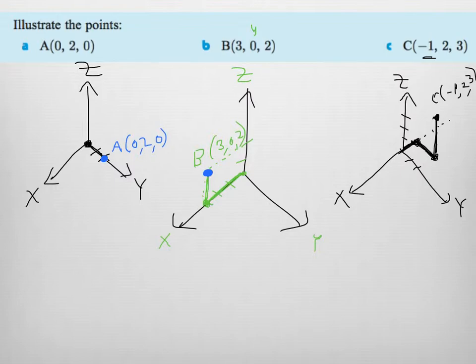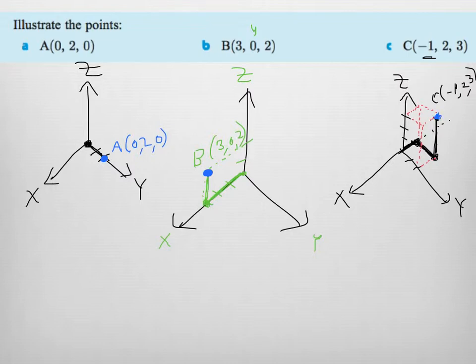Okay, and if it's hard for you to see that, you can always draw the rectangular prism to help you with that. Okay, so you just want to make sure that you're drawing straight lines parallel to your axes. Okay, and there you go. Now it's a little bit easier for you to see, and I'll go ahead and color that point in as well.